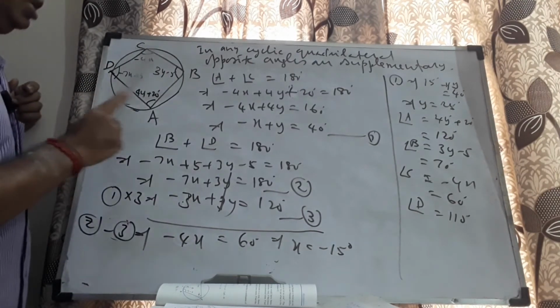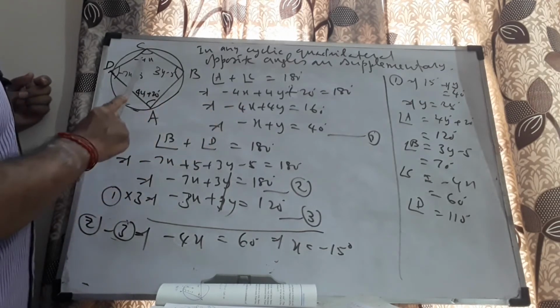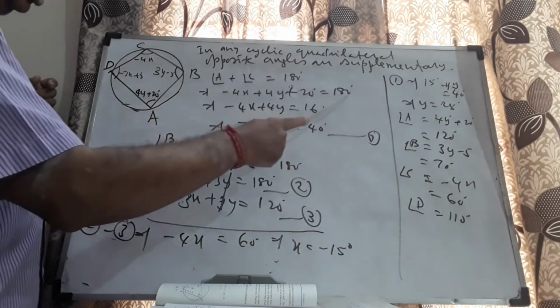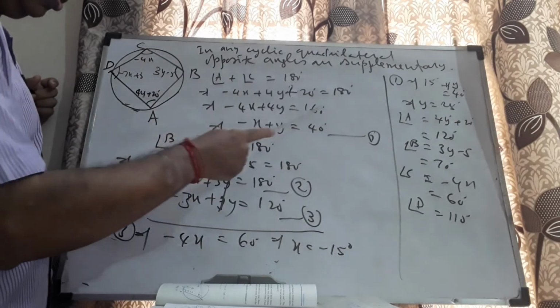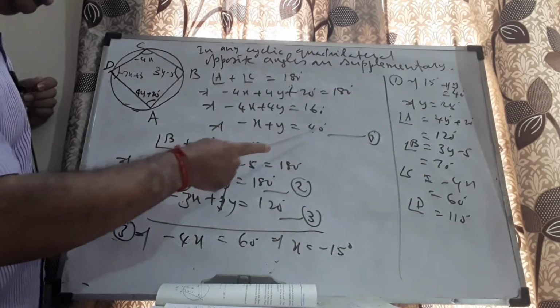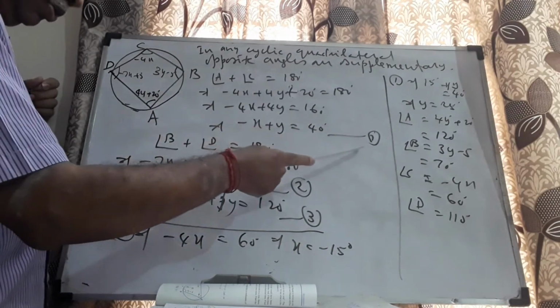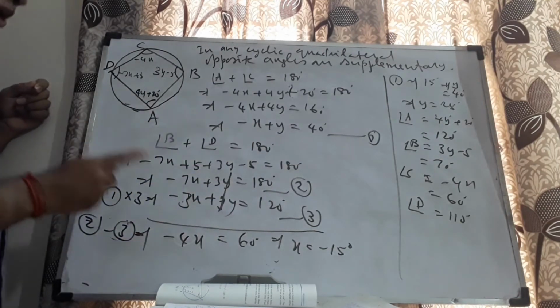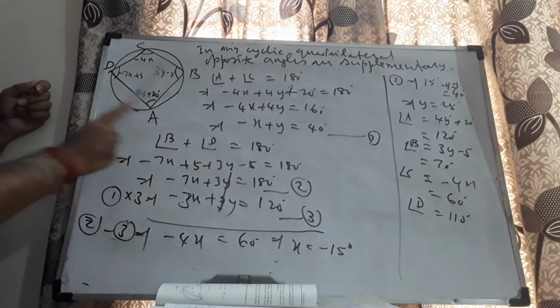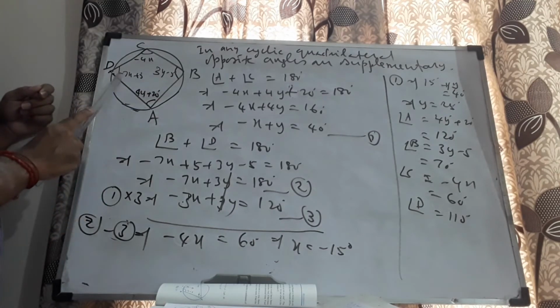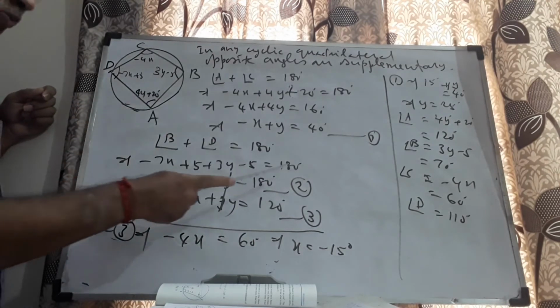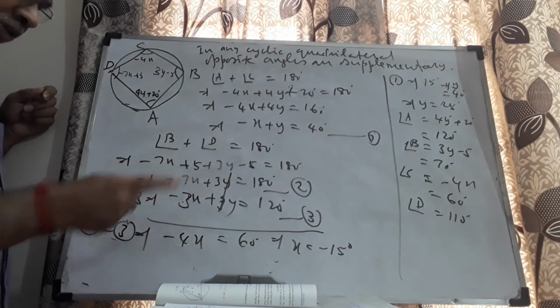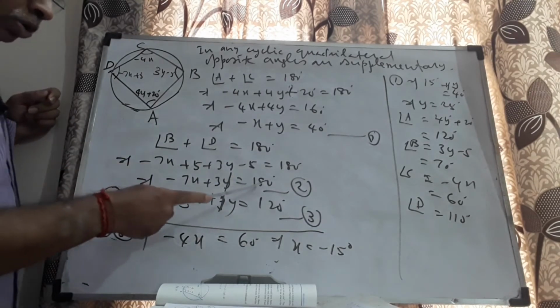Now angle A plus angle C is 180 degrees. Therefore, minus 4x plus 4y plus 20 is 180 degrees. Minus 4x plus 4y is 160 degrees. Minus x plus y is 40 degrees. I am dividing by 4. Equation 1. Angle B plus angle D is also 180 degrees. This is one pair of opposite angles. Minus 7x plus 5 plus 3y minus 5 is 180 degrees. 5 minus 5 gets cancelled. Minus 7x plus 3y is 180 degrees.